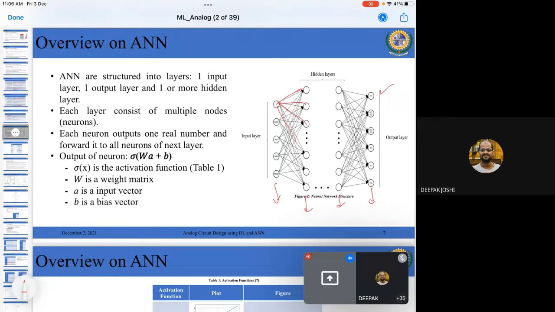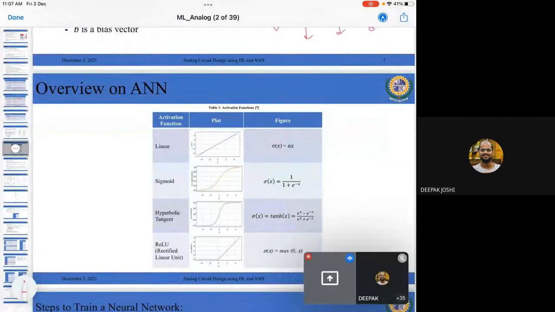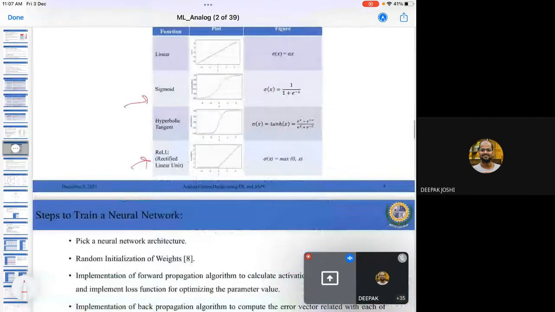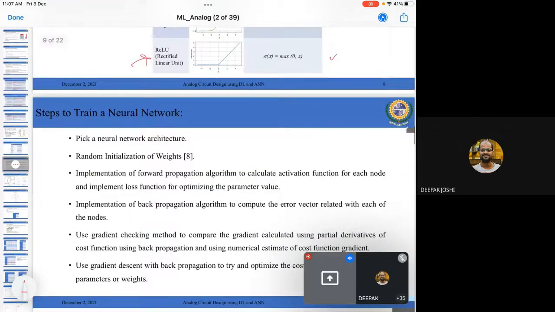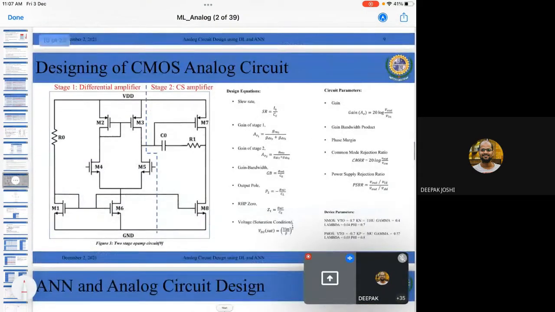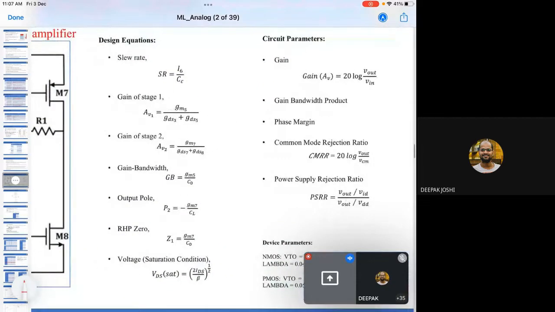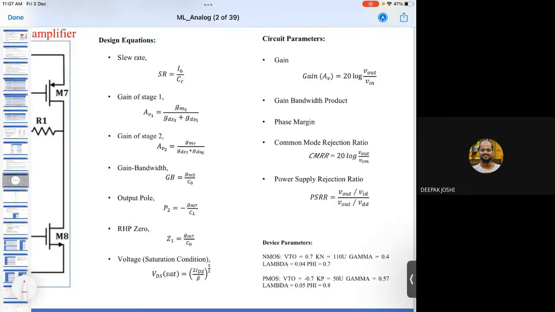So this is the general idea of ANN, and then there are some activation functions which are being used mostly: sigmoid and ReLU, the rectified linear unit. So we have used this particular activation function, and we have trained it for this particular circuit. Okay, so now you can see that there is one two-stage operational amplifier. First stage is a differential amplifier, another one is this common source amplifier, and then these are the design equations, very basic design equations.